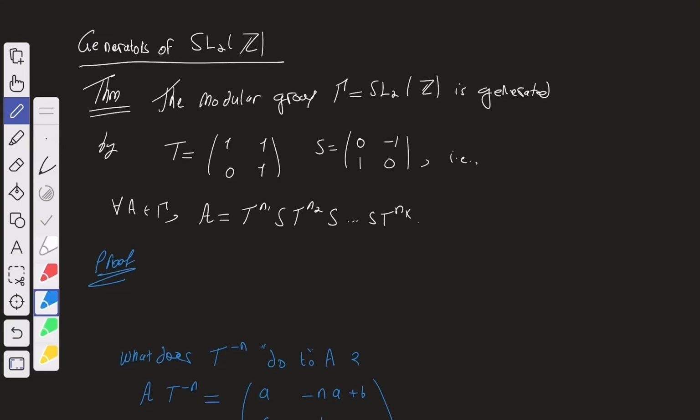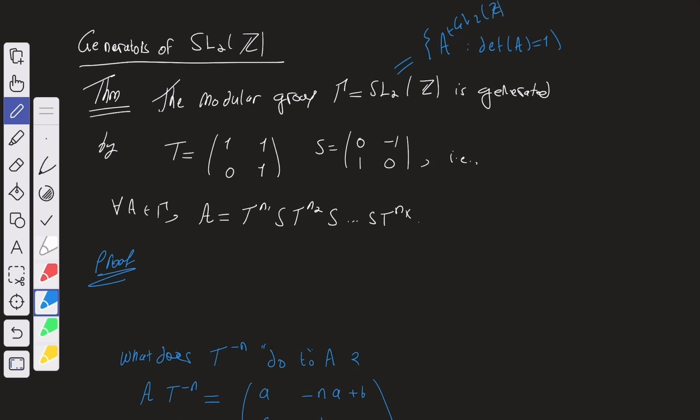Welcome to the third video in a series on modular forms, and this video is a bit of a digression where we study the modular group SL2Z. SL2Z is the group of all matrices that have integer coefficients and determinant equal to 1. So it's actually in GL2Z.